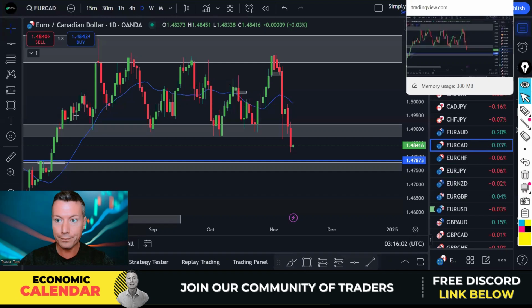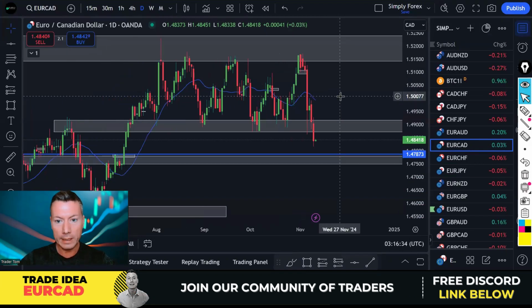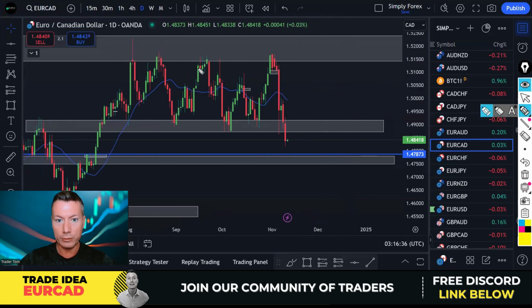If we enter those trades, or the trade that I'm about to show you, going back to euro Canadian dollar now, you can see price has been in this range. This is the day chart, pretty much just between here and here.